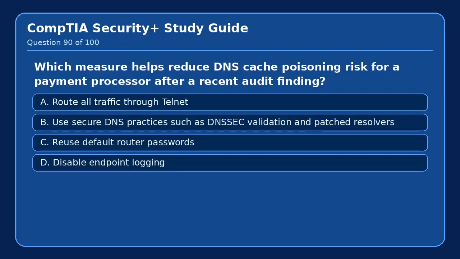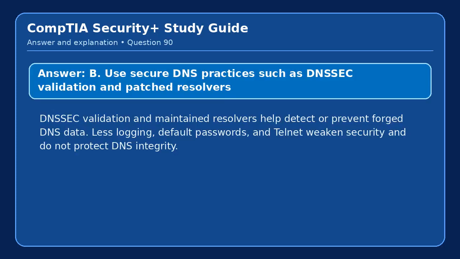Question 93. A workstation at a cloud startup shows kernel-level persistence after malware removal attempts. Which response is safest as part of a risk reduction project? A. Give the user domain admin rights. B. Trust the same infected operating system to clean itself. C. Add the malware folder to antivirus exclusions. D. Reimage the system from trusted media after preserving evidence. Take a moment to choose your answer. The answer is D. Reimage the system from trusted media after preserving evidence.